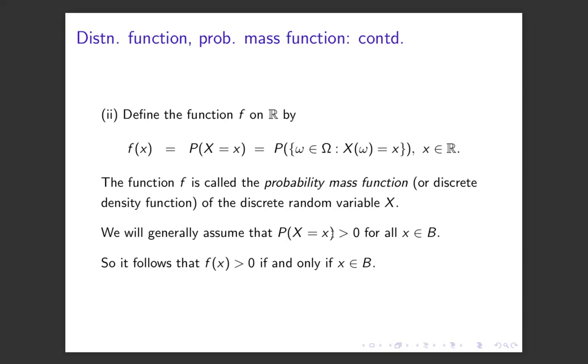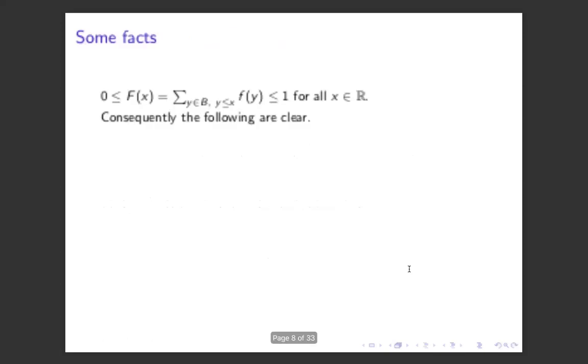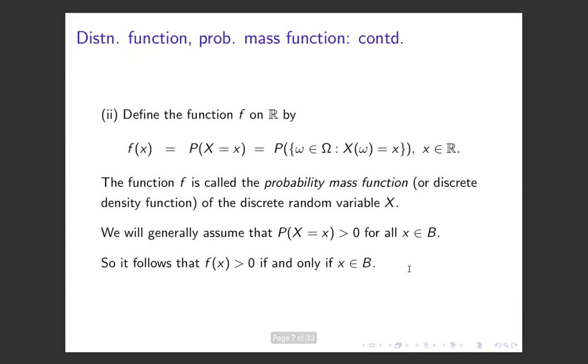So we will generally assume this. Consequently, it is the case that little f of x is strictly positive if and only if x is in B, in the range. Again, note it down if you want. Now, certain properties of these things.